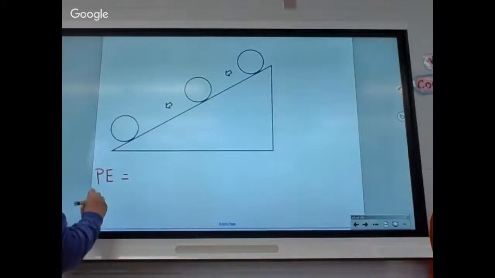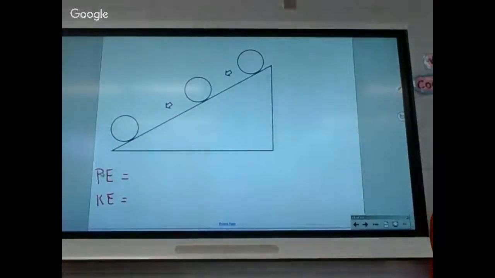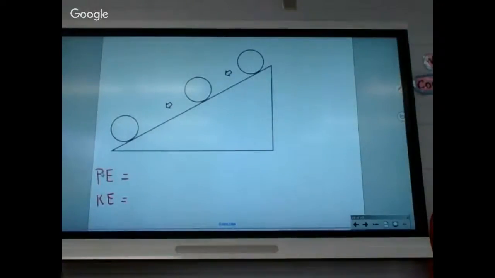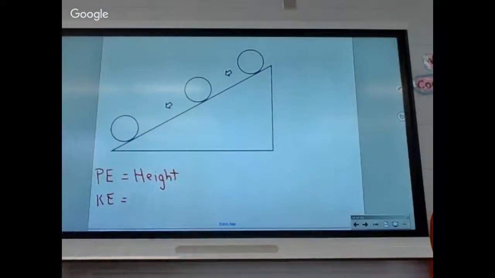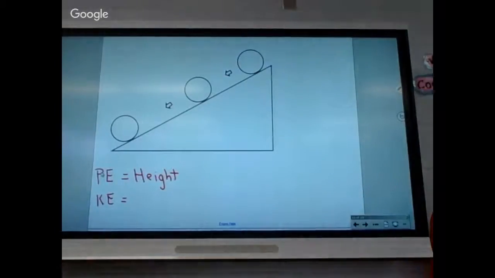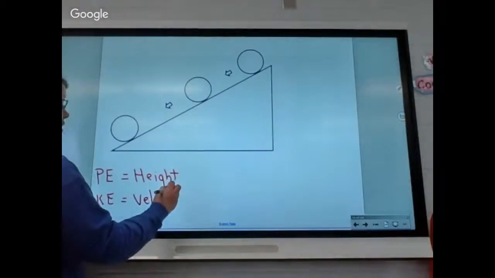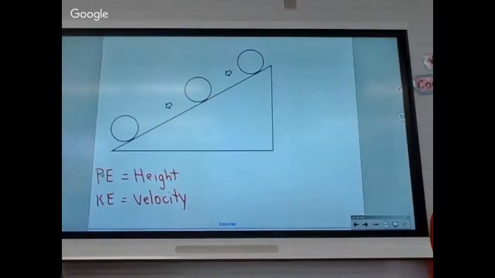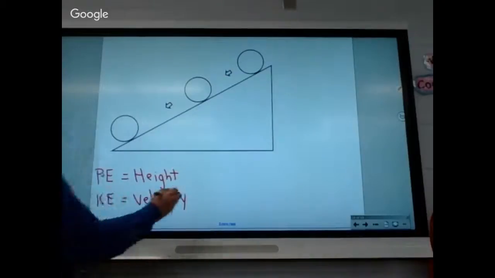Potential energy and kinetic energy are based on one thing. What is the one word that potential energy is based on? Height. What's the one word kinetic energy is based on? Velocity is what's in the equation, but a lot of us don't think of velocity as something we relate to. So what is velocity the same as? Speed. All right.